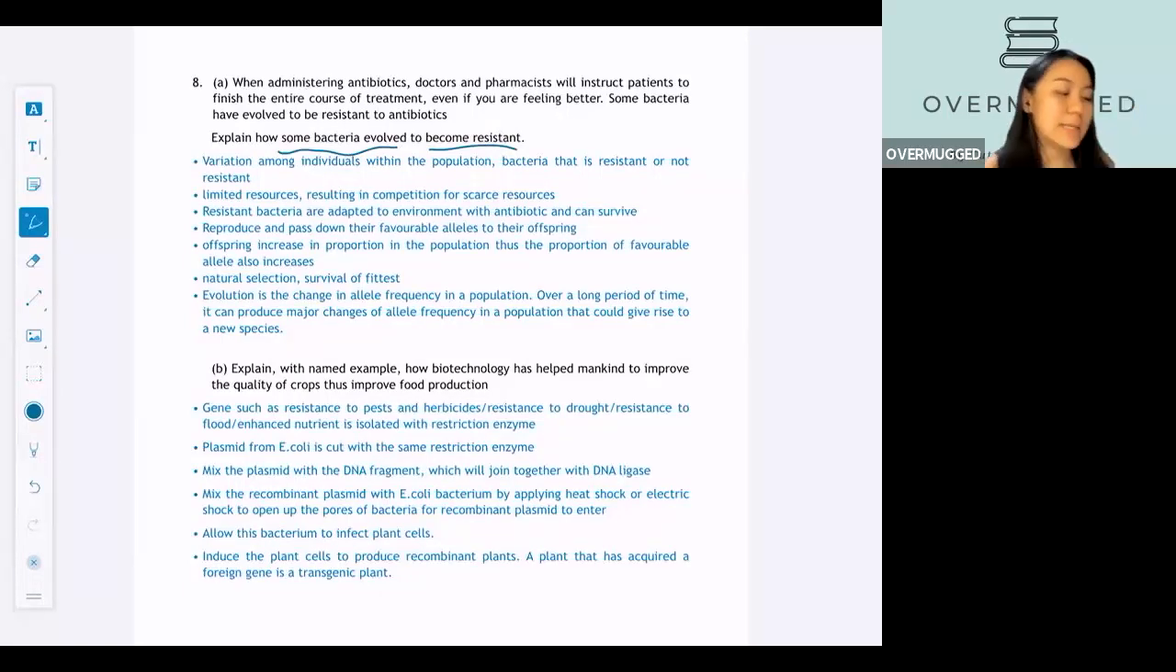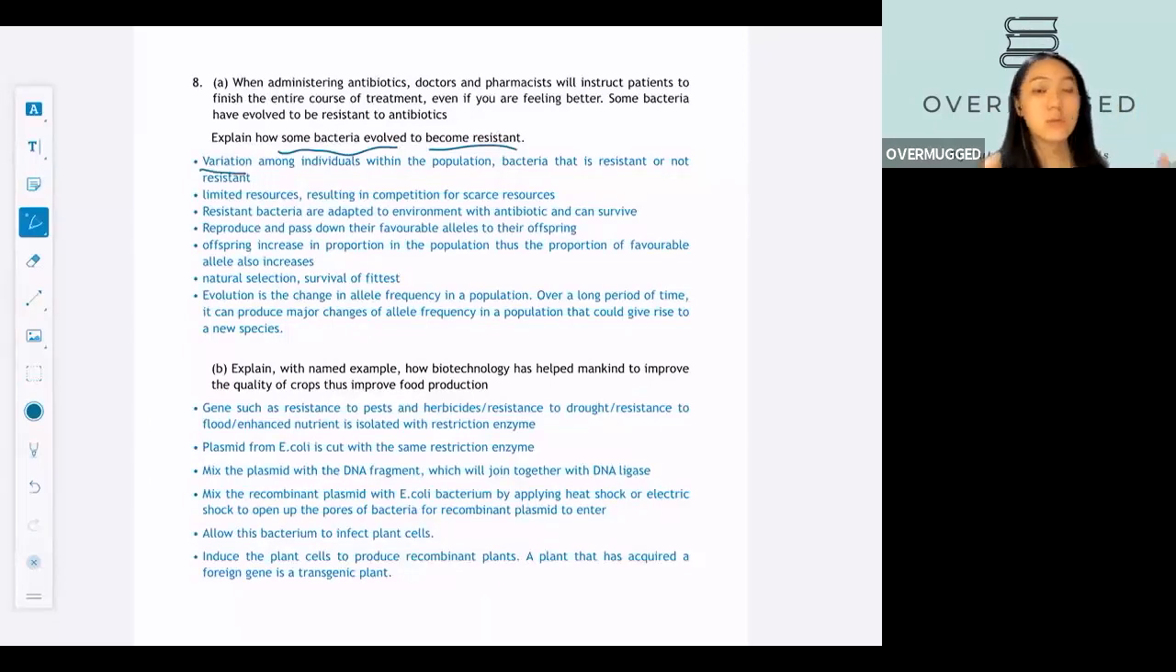So here is basically in your inheritance chapter. Well, I can't really remember. Where is natural selection? Which chapter is it? Do you all remember? I cannot really remember because that part, is it molecular genetics? Okay, basically this whole thing is in that chapter. So the keywords are always the same.